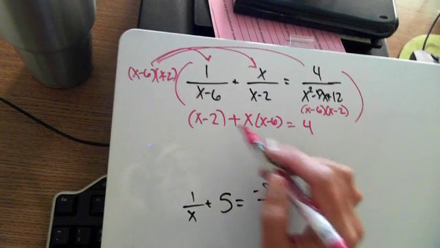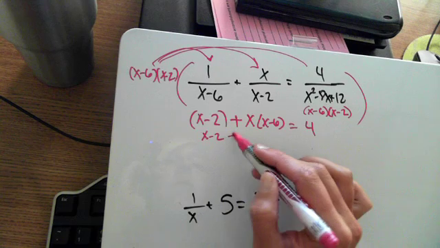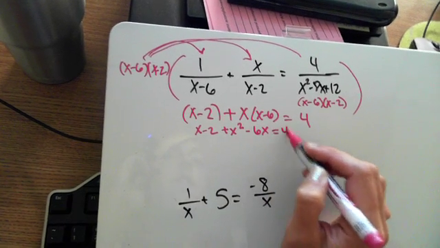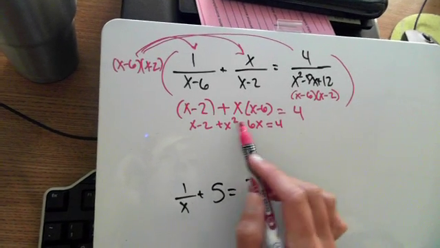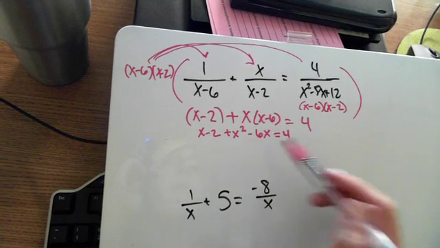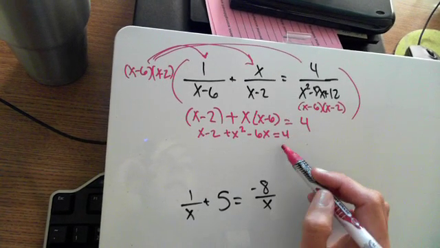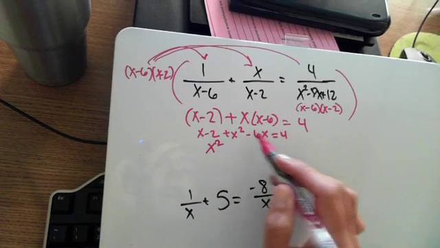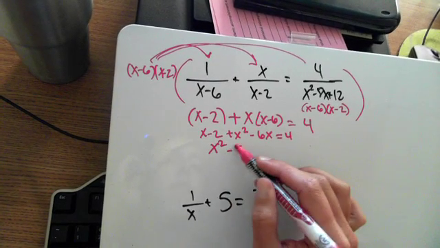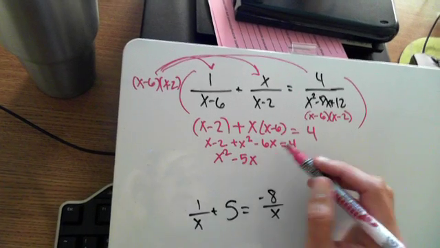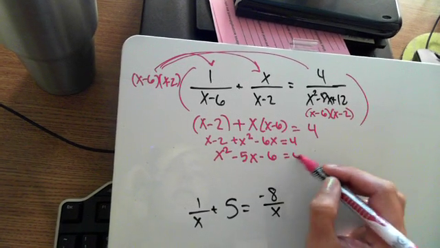Now I have to simplify, so we have x minus 2 plus x squared minus 6x equals 4. As soon as I see that I have an x squared that's not canceling, I think it's a quadratic. I know it's a quadratic. And then that means I have to get it equal to 0 so that it will factor. So I'm going to bring the x squared to the front. I've got 1x minus 6x, so I've got negative 5x. I'm going to subtract the 4 over, so I end up with minus 6.